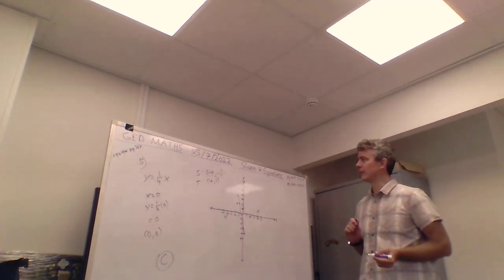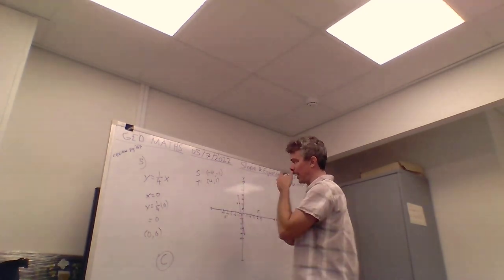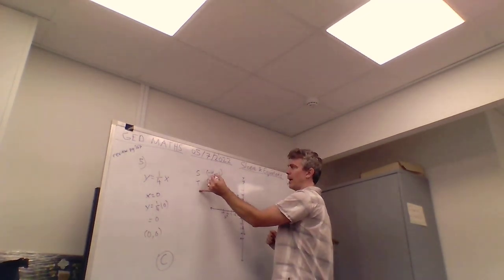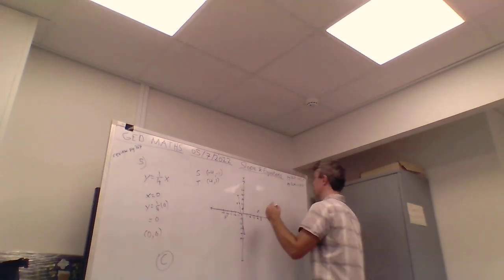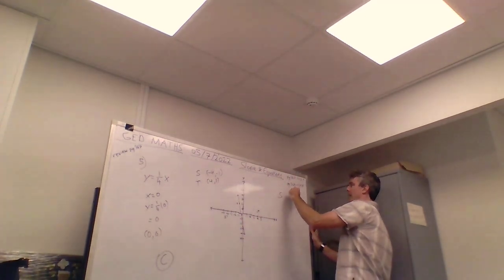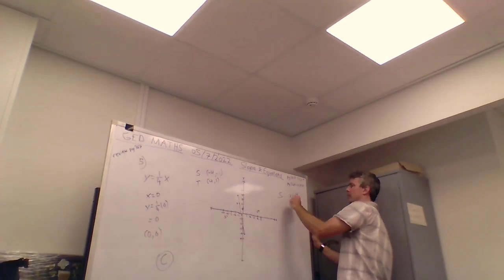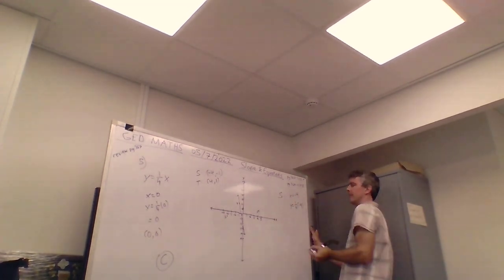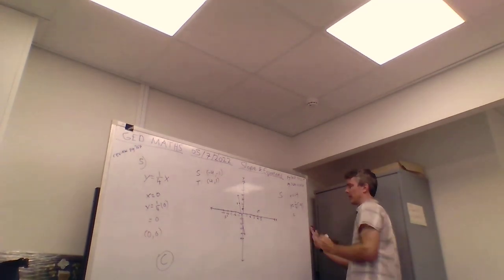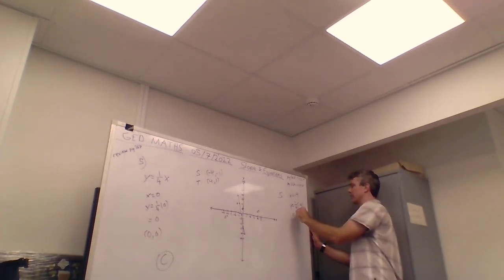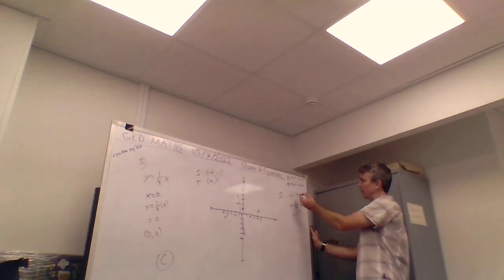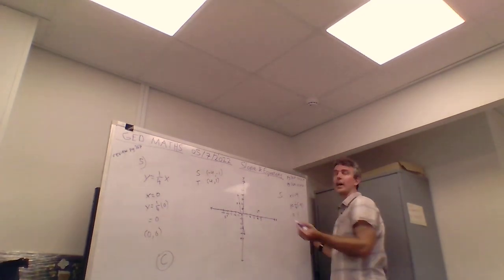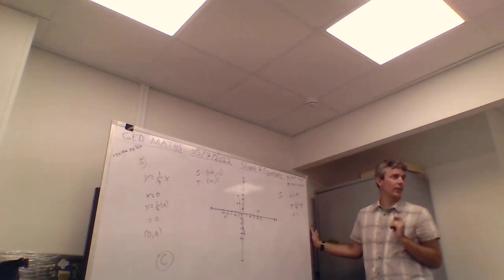Alright, so let's see if S and T are on here. So let's try S. We have X is -4, right? So I'll put it over here. S, X equals -4, Y equals 1 over 4 times -4, right? So Y equals -1. -4, -1? Yes, it's correct. So S is on this line, which may make you rethink whether your answer was correct, right?